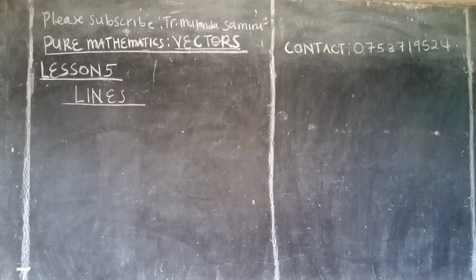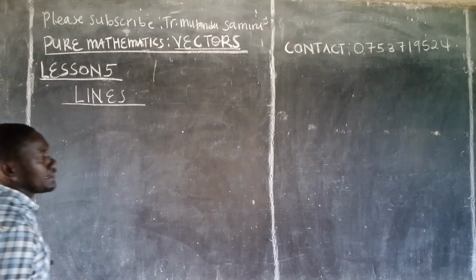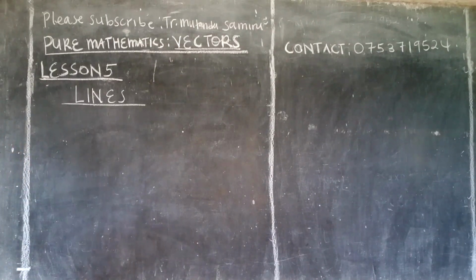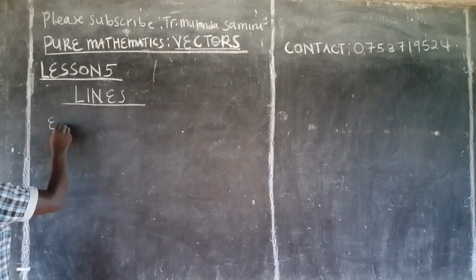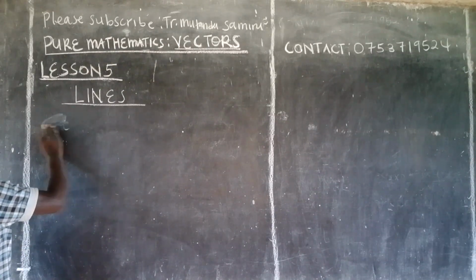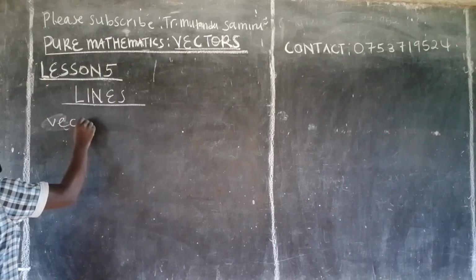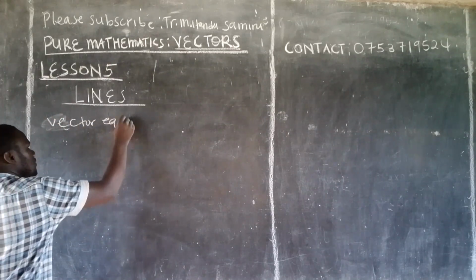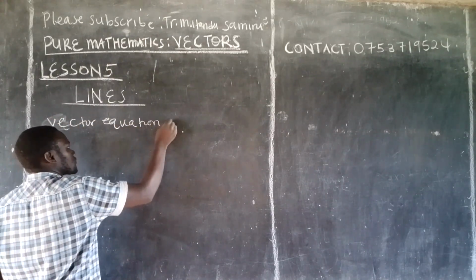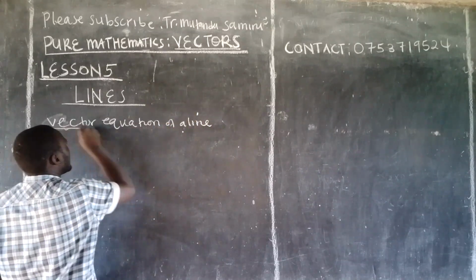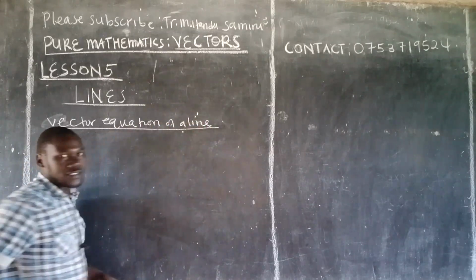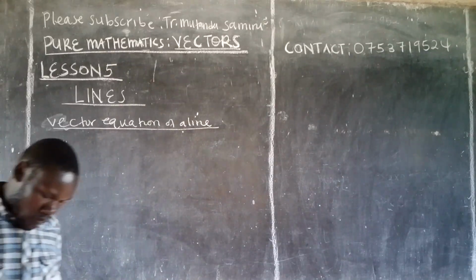Okay, good. So we are in lesson 5 and we want to look at lines. Under this, what we specifically look at is the vector equation of a line. That's what we're going to look at: a vector equation of a line.